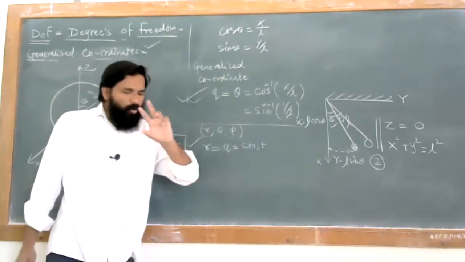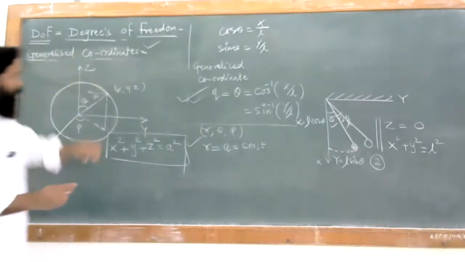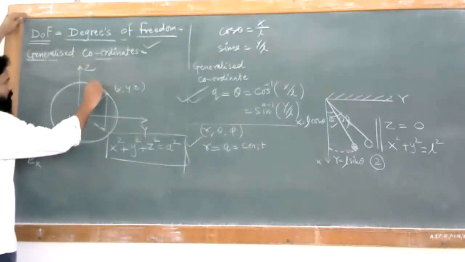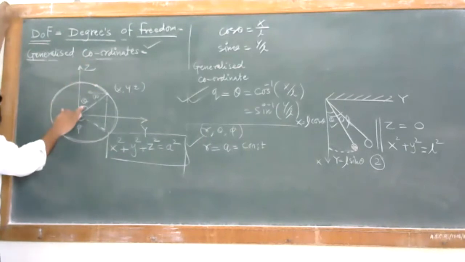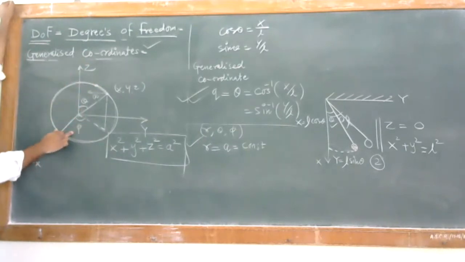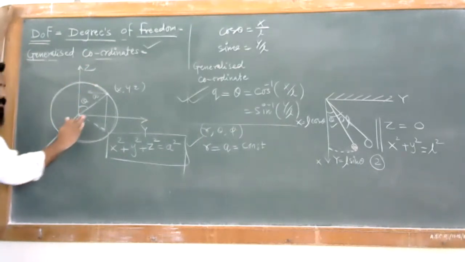So we'll have only two conditions that are varying. If the particle comes from this position to here, just check it out, your theta is changing and your phi is also changing.